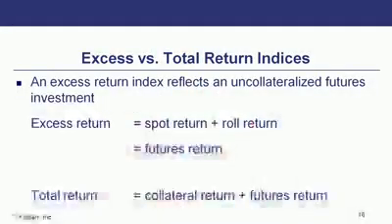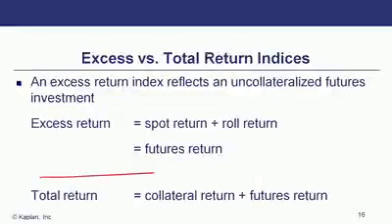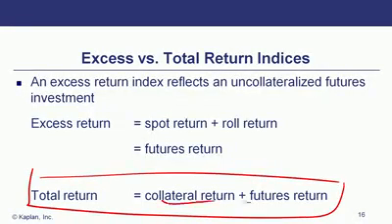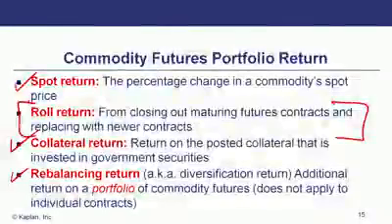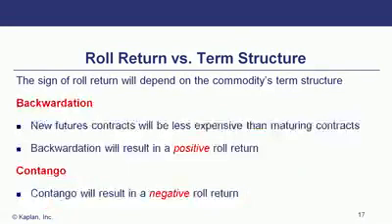So excess return versus total return. Total return is going to be our collateral return plus whatever happens on the futures contract. The excess return, that is above what we would expect from the treasury bill that we're collateralizing this with, is the spot return plus the roll return, and this is for a single contract. So we don't have to worry about this notion, down here at the bottom, of a rebalancing return. All right? So excess versus total return.